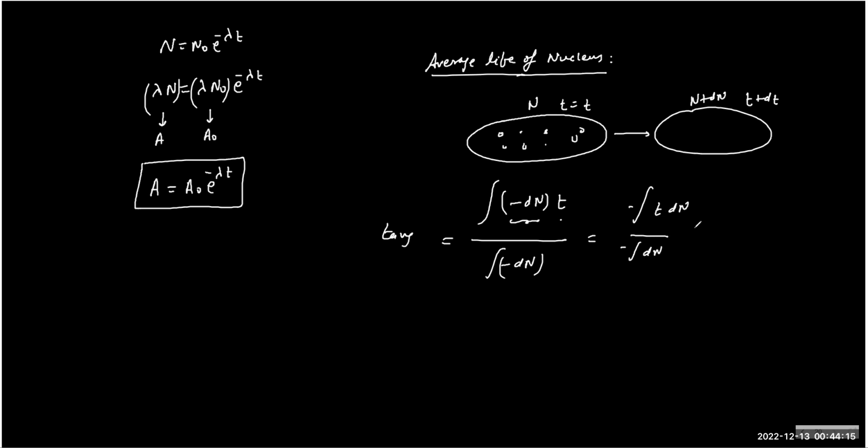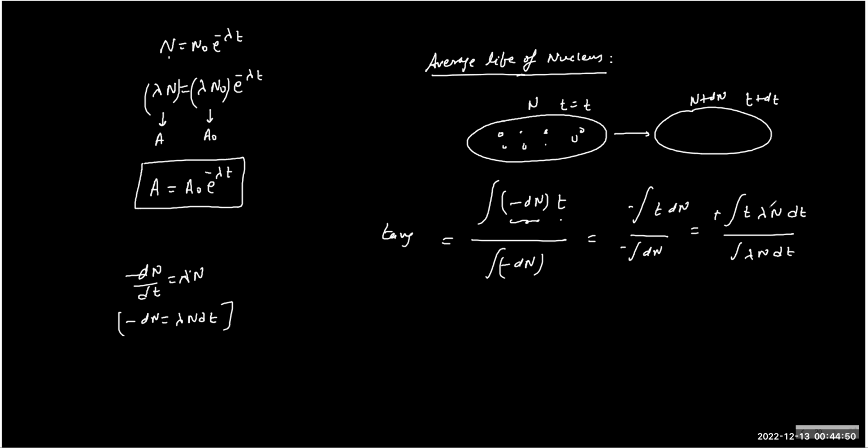Minus dN. What is dN, by the way? So we know dN in terms of lambda and dt. dN by dt is lambda N, so minus dN is lambda N dt, right? Yes. You can just substitute. So minus dN is lambda N dt. So lambda will cancel out because it's constant. So what we are left with? t N dt upon N dt.